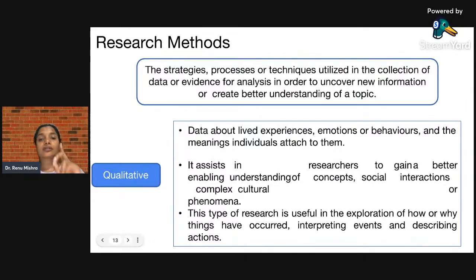Now we come to research methods. Now what are research methods? Firstly, understand that research methods are those ways by which you are going to study research problems on any topic. For example, if I say that I want to understand consumer behavior, I'm not a marketing person, but I'm taking it randomly.